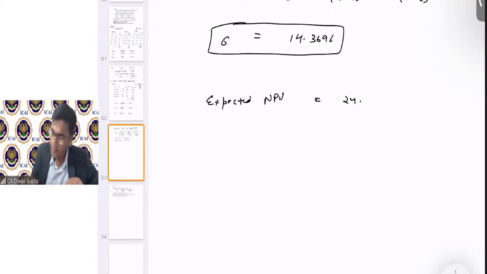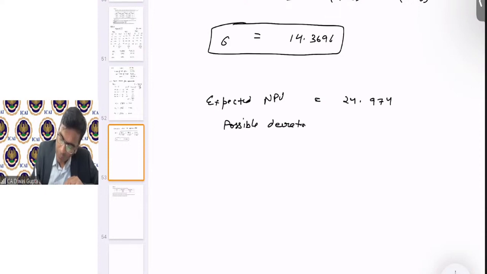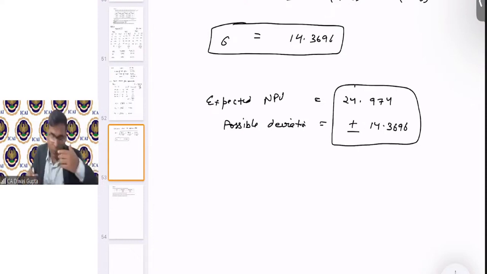Sorry, 24.974. So the possible deviation can be plus minus 14.3696. So in a way, it can be higher or it can be lower by 14.3696. Okay, so that is the essence.